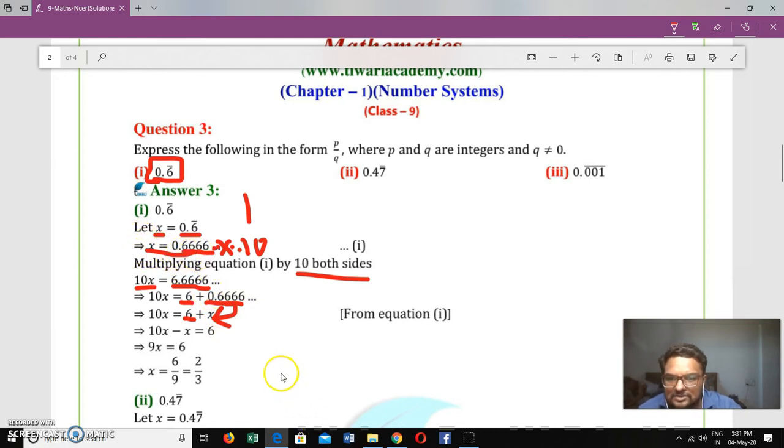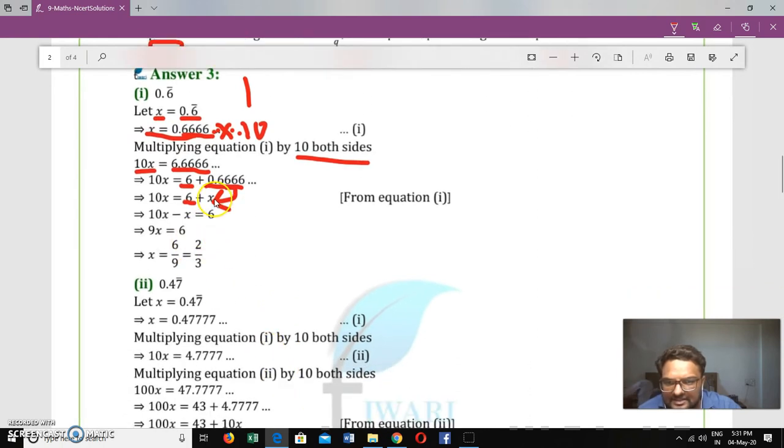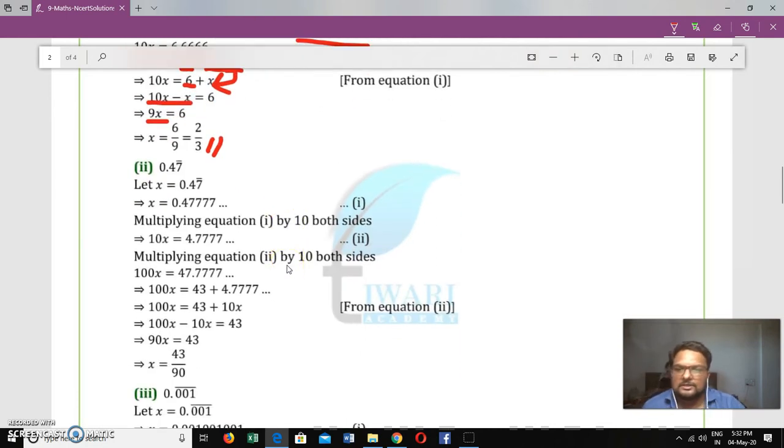as 0.66666. So now we're going to bring this x to the other side. So it becomes 10x minus x. This on further simplification will give you 9x equals 6. So x equals 6 upon 9. It gives you 2 upon 3. I hope you understood.